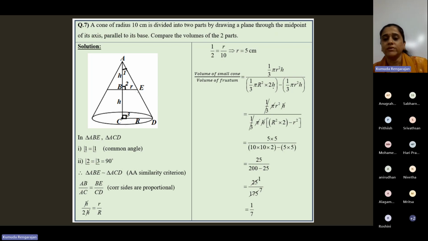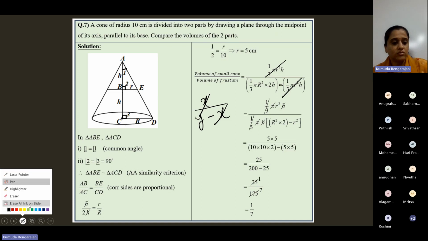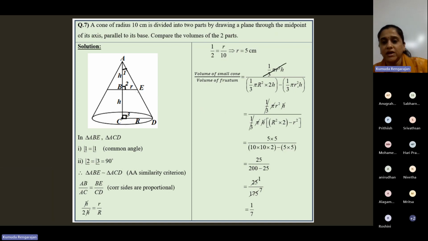Now, take out common. You can't cancel this and this because there's a minus here. See, supposing you have x by, say, y minus x, you can't cancel x and x. So you cannot cancel 1 by 3 pi r square h and 1 by 3 pi r square h, because it's a minus here.